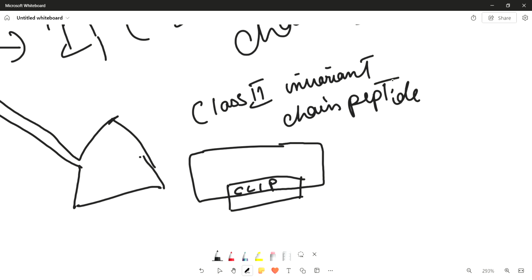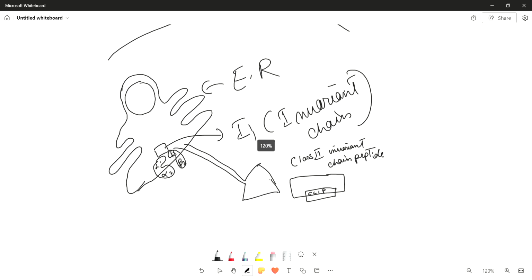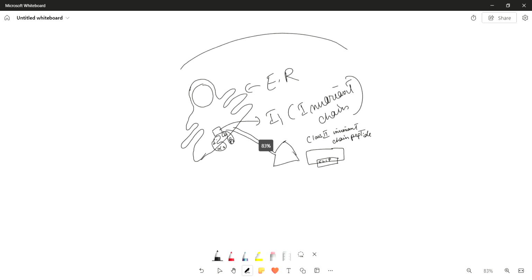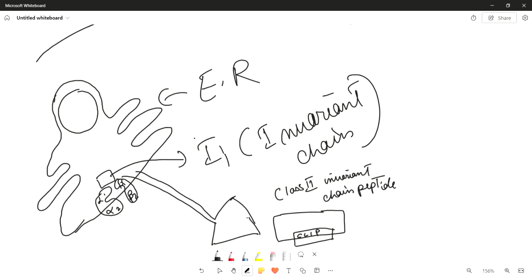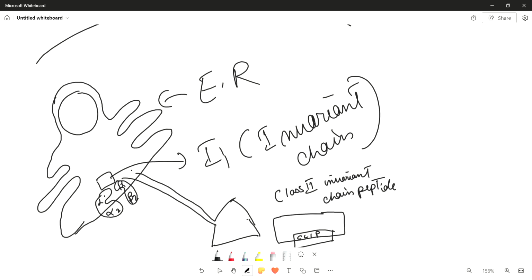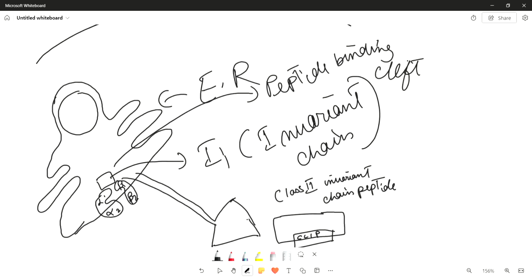Why is this important? Well, this CLIP region of the invariant chain is responsible for binding strongly to the peptide binding groove or the peptide binding cleft, which is the region which is occupied by the future antigen. The antigen which we are going to present with MHC Class-II is going to be the exogenous antigen, which of course is going to occupy this very region. But in this situation, it's the invariant chain, or part of it, more specifically the CLIP, which occupies it.